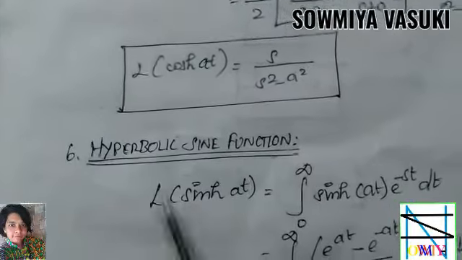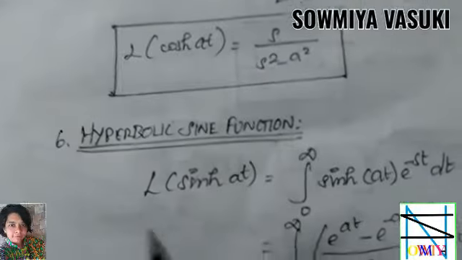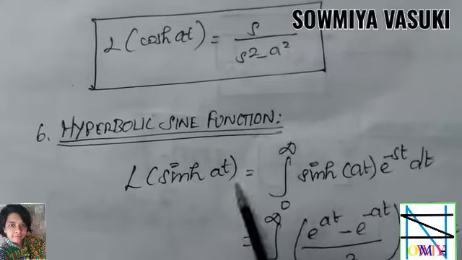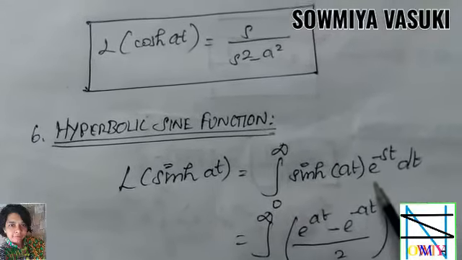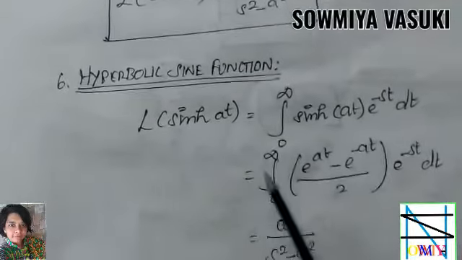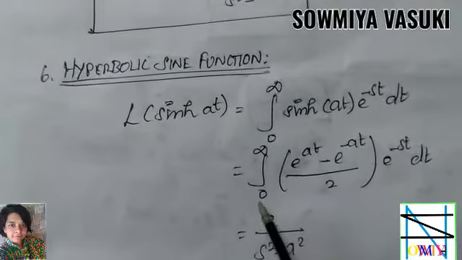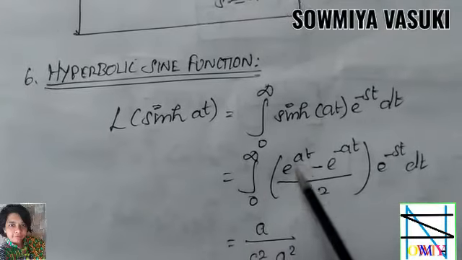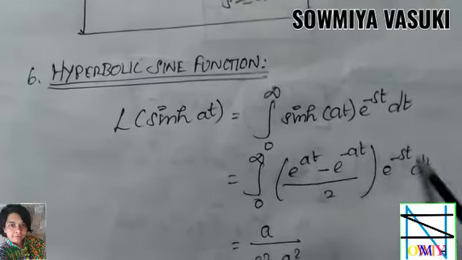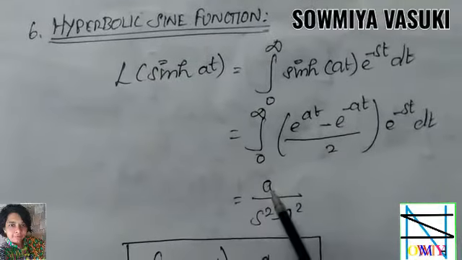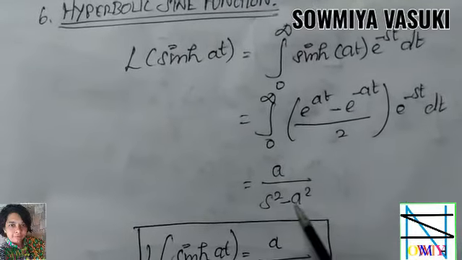The next one is hyperbolic sine function. L of sinh at is equal to integral from 0 to infinity sinh at e power minus st into dt, which is equal to integral from 0 to infinity of e power at minus e power minus at divided by 2, into e power minus st into dt. This gives a divided by s square minus a square.